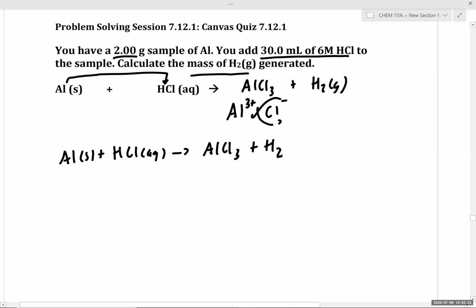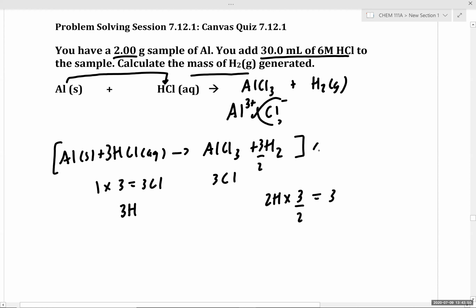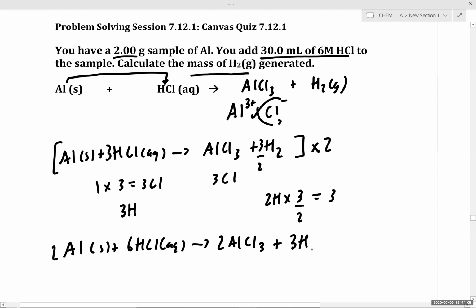So looking at this equation, we have 3 chlorines on the right, so we need 3 chlorines on the left. So 1 times 3 would give us 3 chlorines. Now that we have 3 hydrogens on the left, if we have 2 hydrogens on the right, we need a coefficient of 3 over 2. Now to balance this equation, we multiply all of our coefficients by 2, and that gives us 2 aluminum solid plus 6 HCl aqueous leads to 2 aluminum chloride plus 3 H2.